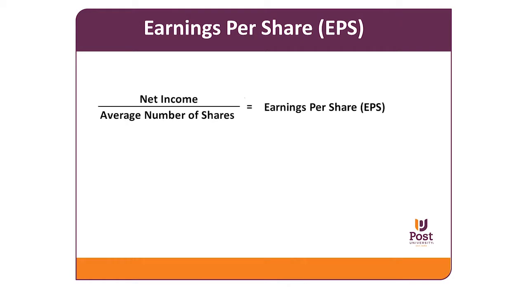Earnings per share is computed by dividing the net income by the average number of common stock shares outstanding. If I started the year with 8,000 shares and ended the year with 12,000 shares, my average shares would be 10,000. In this example, we end up with an earnings per share of $1.20.